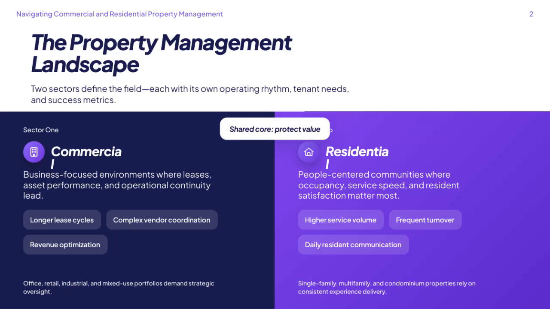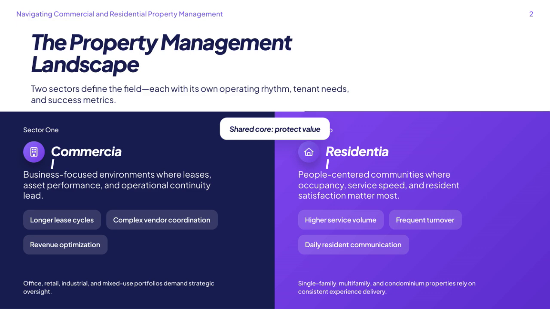When we look at the property management landscape, it essentially breaks down into two main sectors, each with its own unique characteristics and priorities. First, we have the commercial sector. This includes office spaces, retail locations, industrial sites, and mixed-use portfolios. Here, the focus is on longer lease cycles, which means leases tend to be more extended, requiring strategic, long-term planning. There's also complex vendor coordination necessary to keep operations running smoothly. Above all, success is measured by how well revenue is optimized and how assets perform over time.